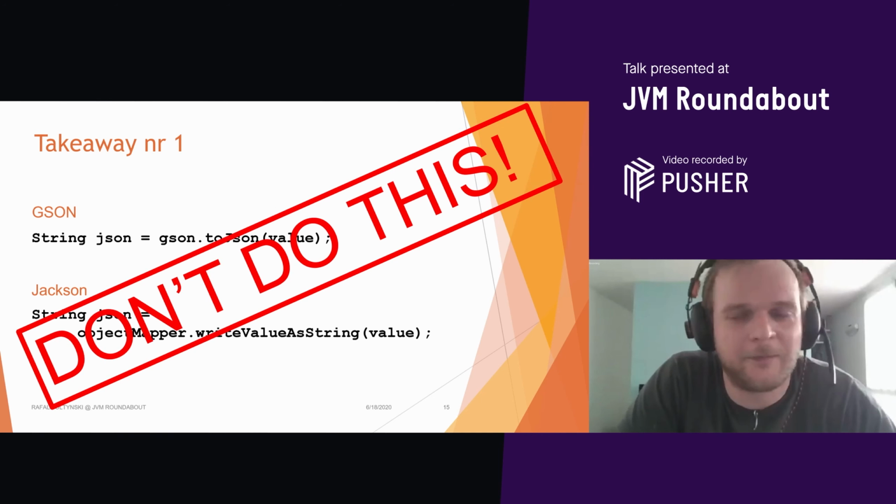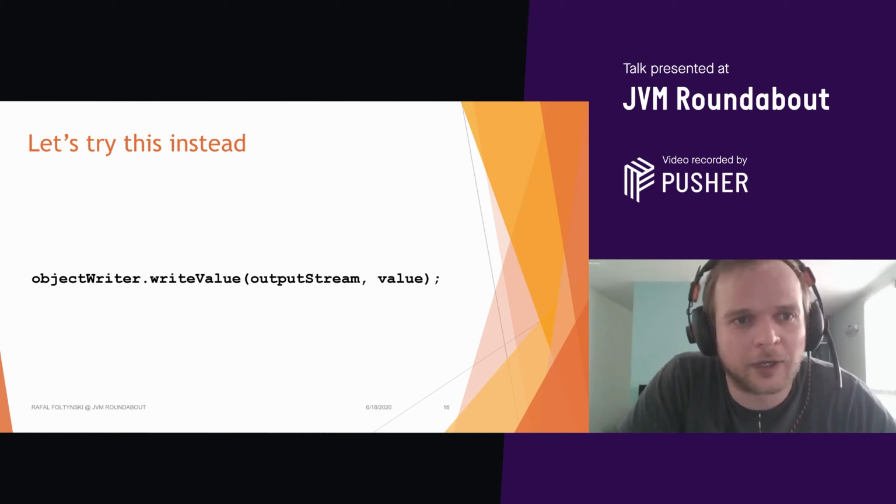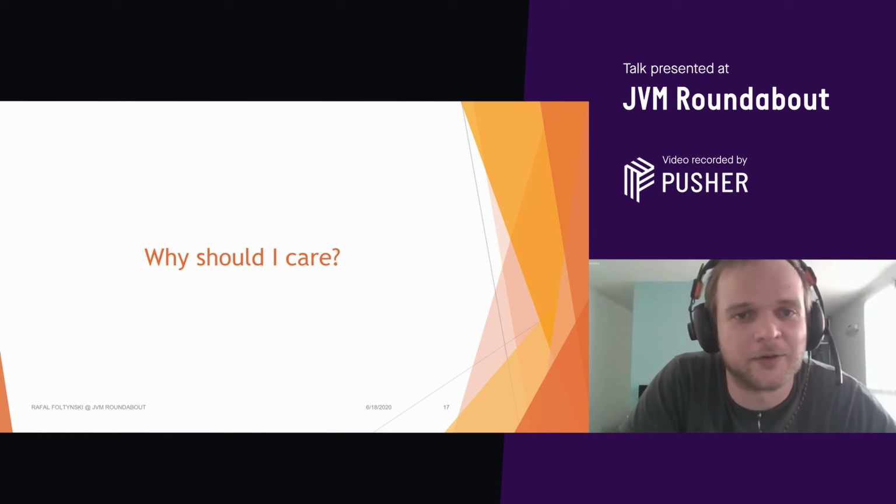Don't do this. If there is one thing that you're going to take away from this, at least try not to allocate strings. Some libraries have not been optimized for strings. On top of that, since strings are immutable, you're going to allocate a lot of memory once your traffic goes up. So have you ever tried writing the value to the output stream? I would like you to remember this line, because we're going to refer to that in the future.